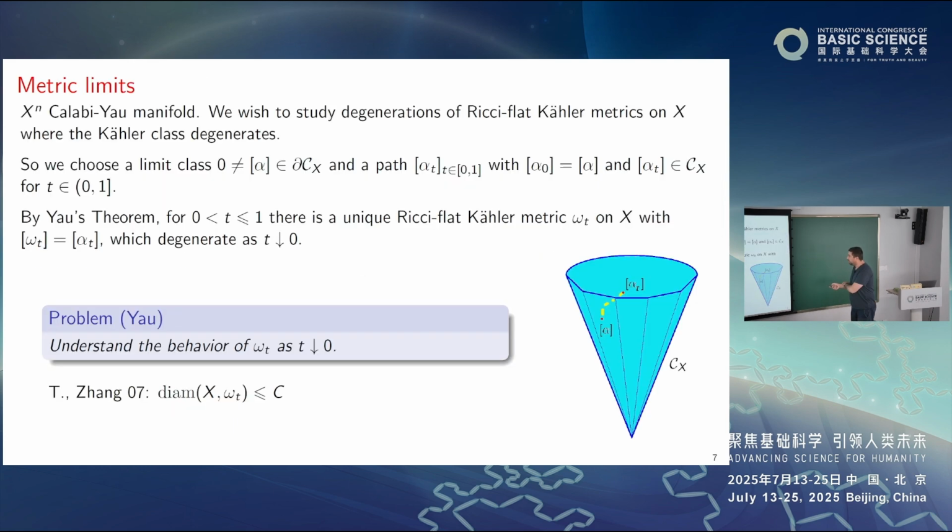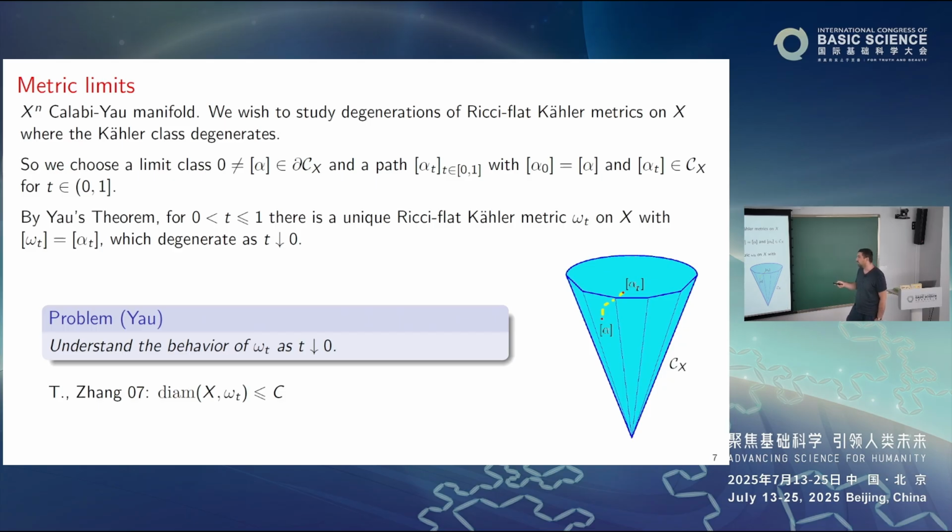Because of that, it's actually quite interesting to study what happens when you take limits of this metric. So what I want to study in this talk is the degenerations where the Kähler class moves. So we have a fixed Calabi-Yau with its Kähler cone, and you fix a point alpha on the boundary.